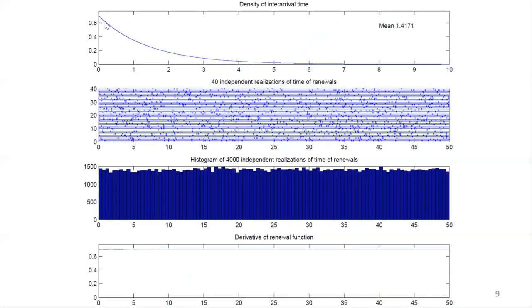And I also simulated the exponential random variable. So you see with exponential, you get a constant renewal rate.